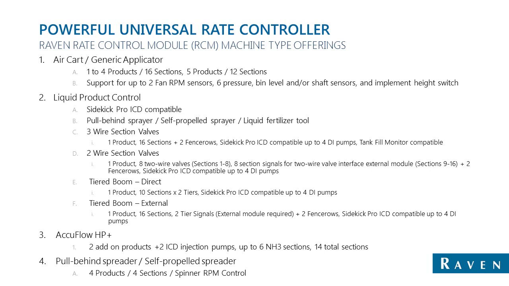Our fourth machine type offering is the pull-behind spreader, or a self-propelled spreader, which is capable of 4 products, 4 sections with spinner RPM control.